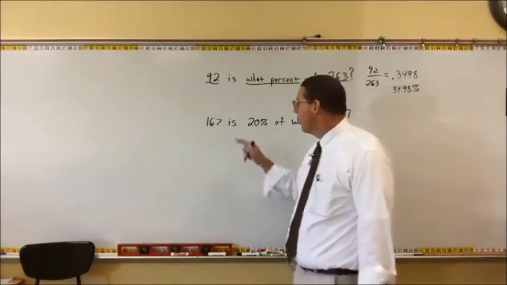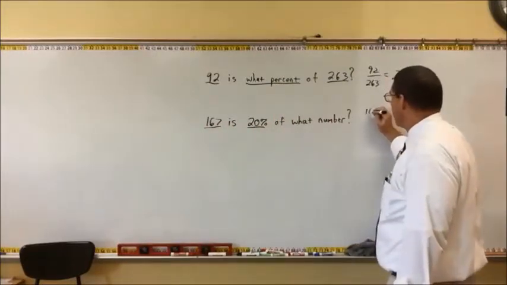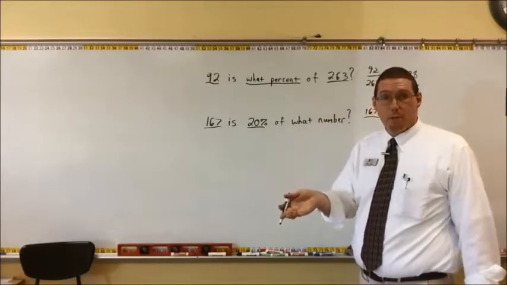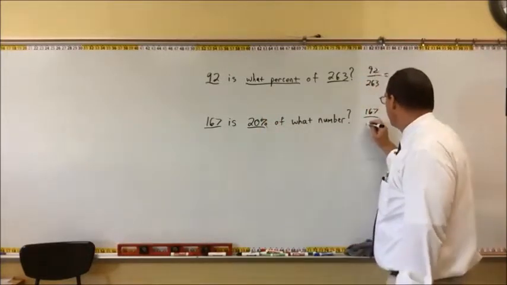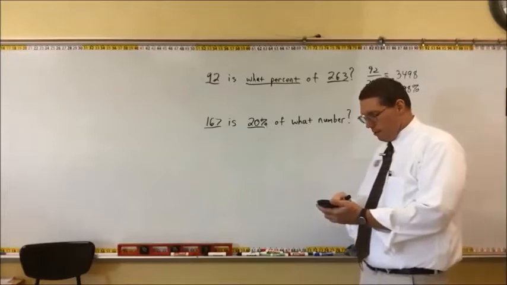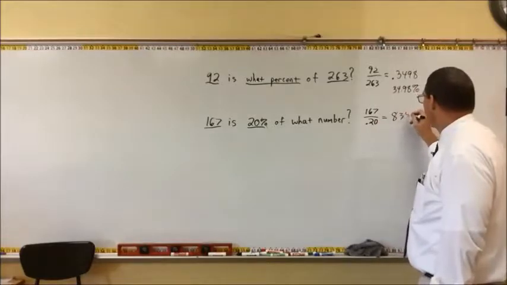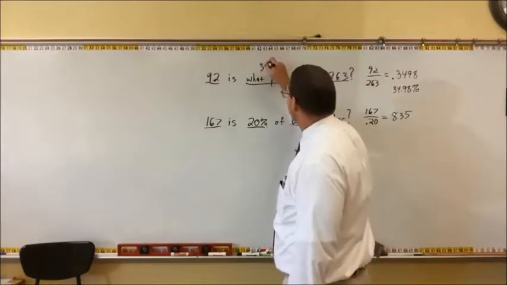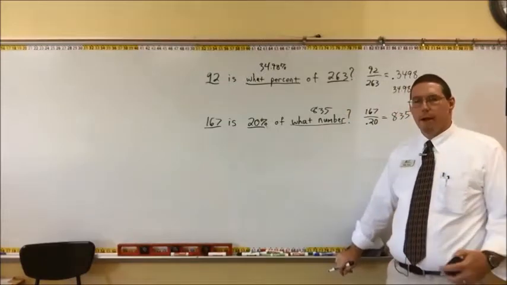And whenever we divide, we always divide the is number by the percentage. So it's going to be the is number, 167, divided by the percentage, which is 20%, but we got to turn it into a decimal. So we drop the percentage symbol and divide by 100, and we get 0.20, or just 0.2. So if we do 167 divided by 0.20, we get 835. And so the correct answer here, the what number, is 835. And this one, the what percent, is 34.98%.